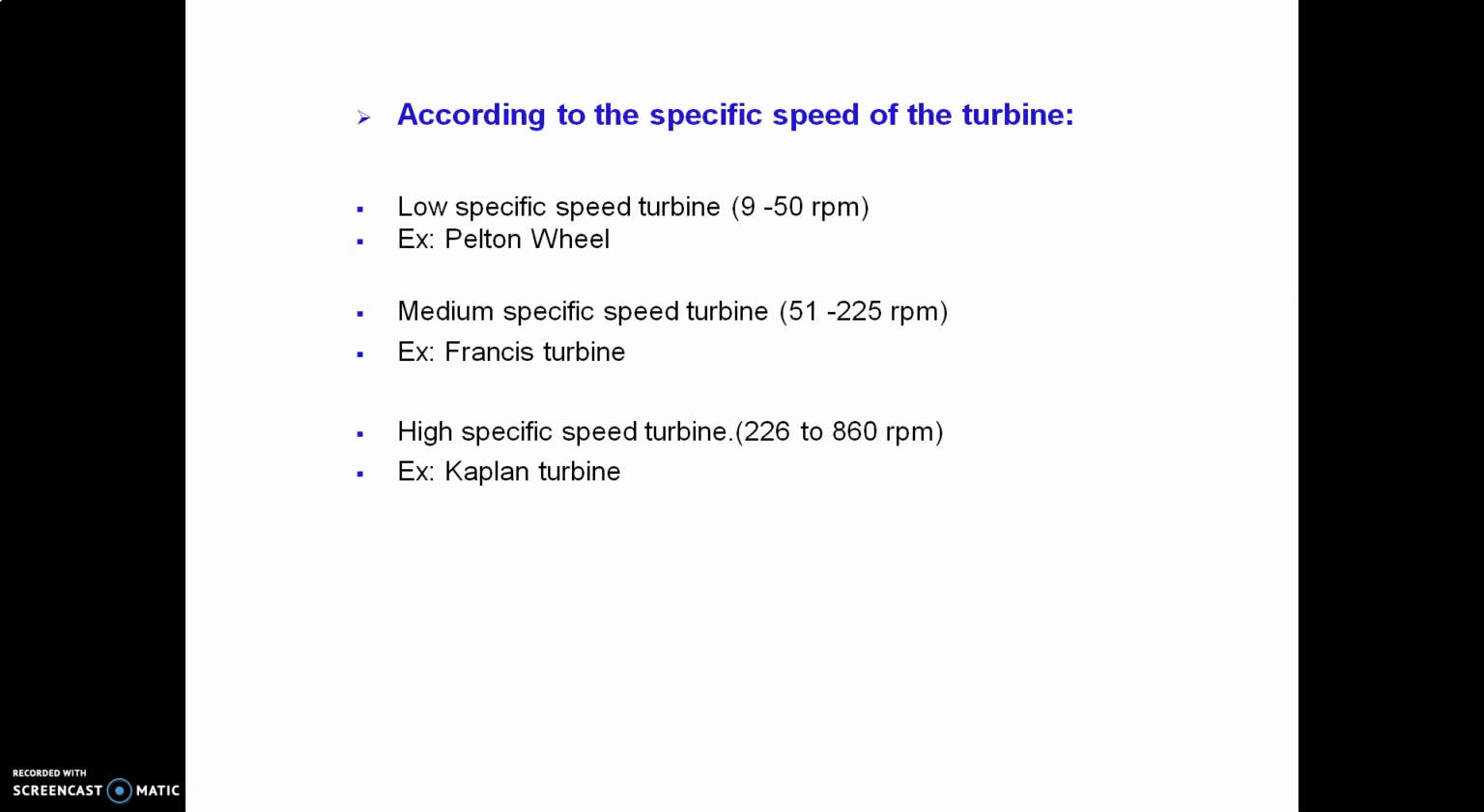Yet another classification is based on the specific speed of the turbine. If we have low specific speed turbine, for which the speed is 9 to 50 revolutions per minute, Pelton wheel as an example. Medium specific speed turbine, 51 to 225 revolutions per minute, Francis turbine as an example. High specific speed turbine, 226 to 860 revolutions per minute, with Kaplan turbine as an example.